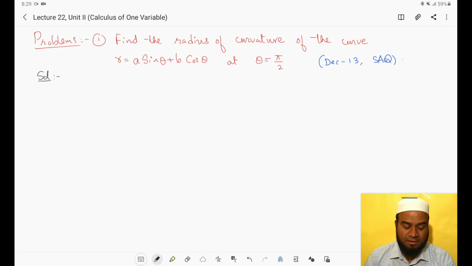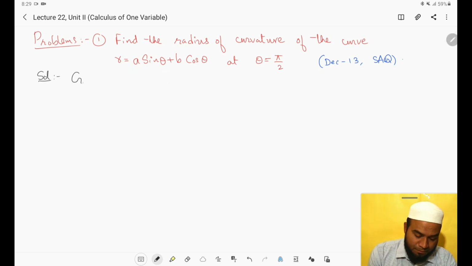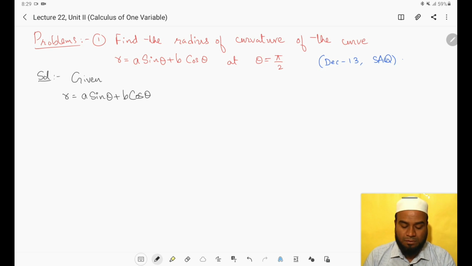The given curve is of the form r equals f of theta. You observe this equation, r equals a into sin theta plus b into cos theta. It is a function of theta, right? A sin theta plus b cos theta is a function of theta. So r equals f of theta form, that is, a polar curve is given to us. So given r equals a sin theta plus b cos theta, this is given to us, right? So it is a polar curve.